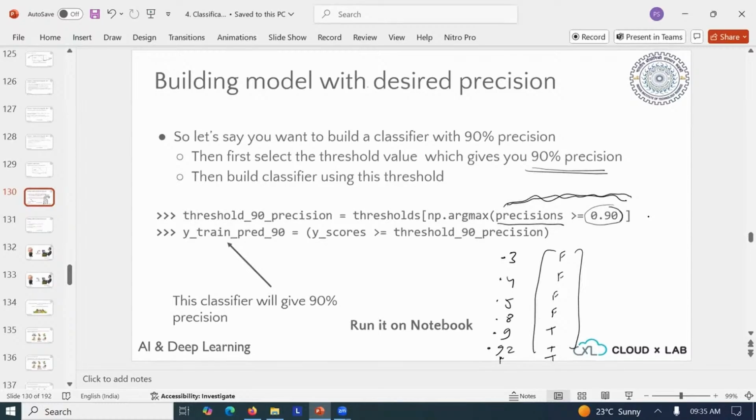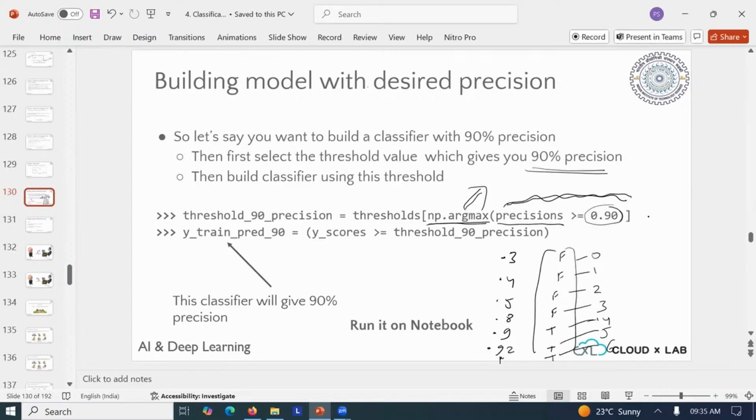Now this function, np.argmax. Here np is nothing but the short form of numpy, so we will import numpy as np. This argmax function will return the position where this condition is first true. In programming languages, we generally start the index with 0, so this is index 0, index 1, index 2, index 3, index 4, index 5, and index 6, right?